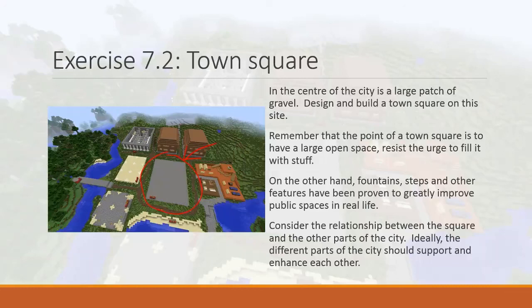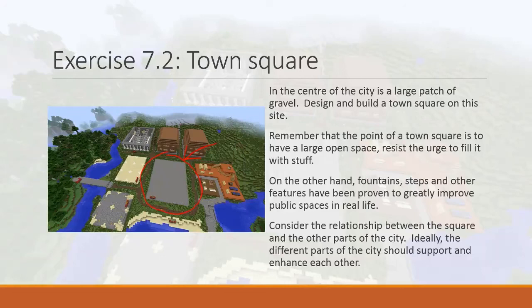As you design this, also consider the relationship between the square and the other parts of the city. Ideally, the different parts of the city should support and enhance each other. So what I'm mainly concerned about is maybe look at the square from the shops, for example, or look at the square from the residences, and maybe look at the square from the park even, and just make it meaningful or make it sensible. You don't want to block off the shops from the rest of the city with your square or something crazy like that. You want to join things together.